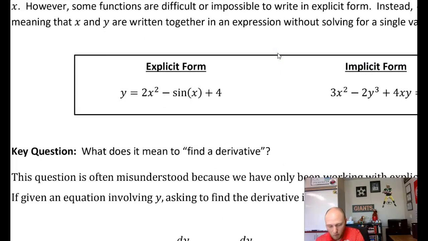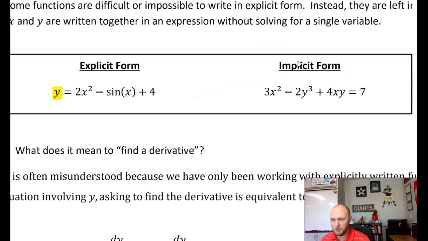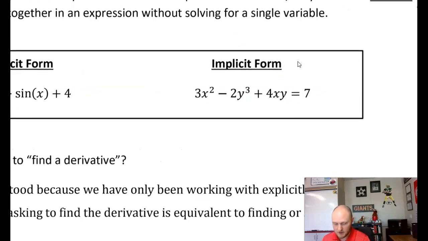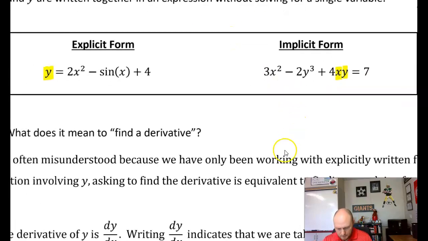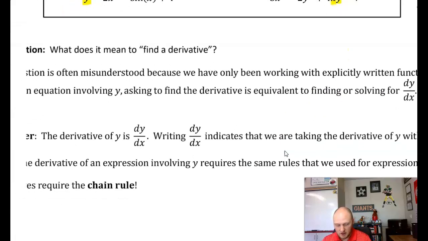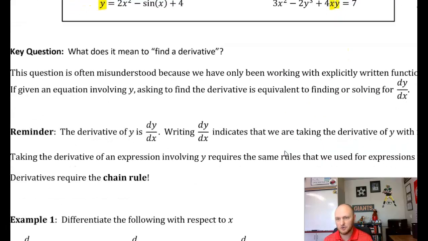Here is y, it's equal to 2x squared minus sine x plus 4. I know what y is in terms of x. Implicit form, here's a different equation, and notice that I have x's and y's mixed together. The relationship between x and y is only implied. So, we're going to go ahead and talk about how we can take a derivative of these.